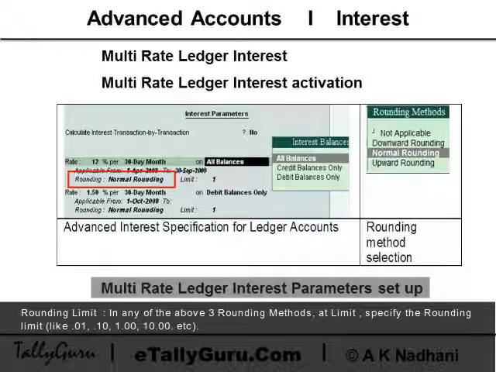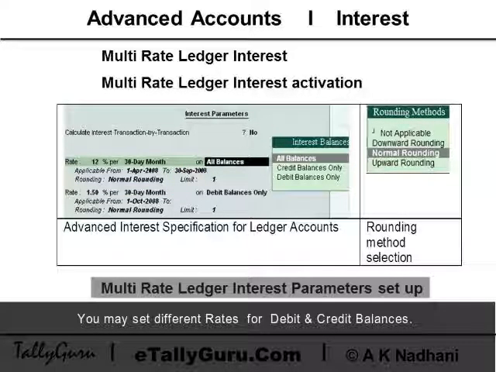Rounding limit. In any of the three rounding methods, at Limit specify the rounding limit, that is 0.01, 0.10, 1 rupee, 10 rupees, etc. You may set different rates for debit and credit balances.